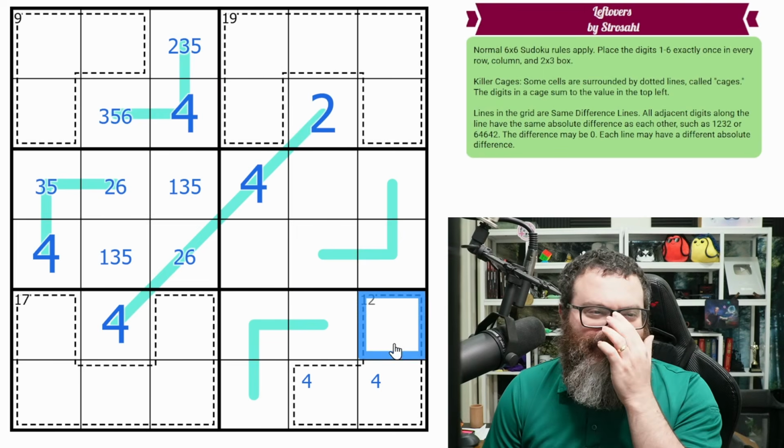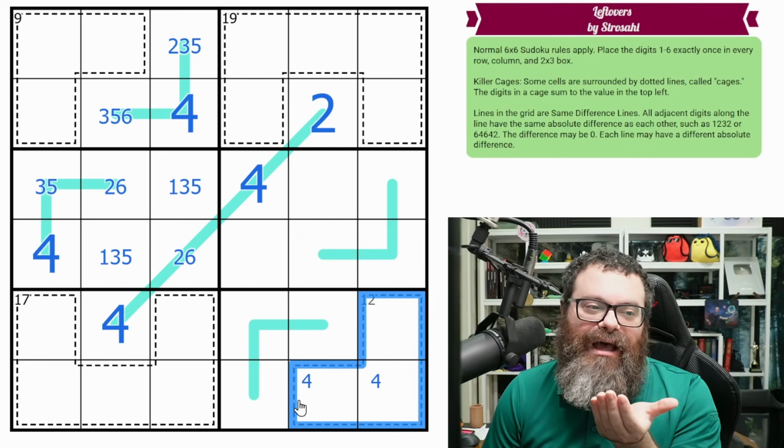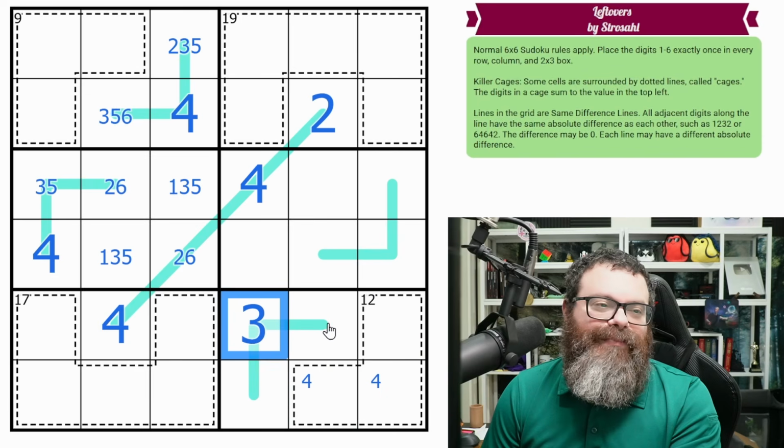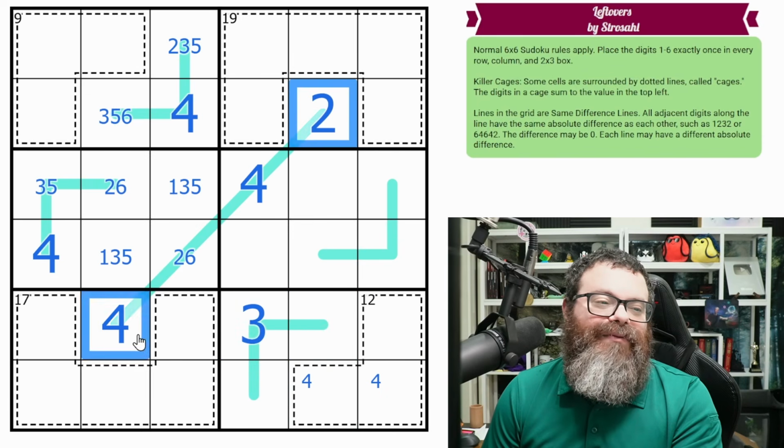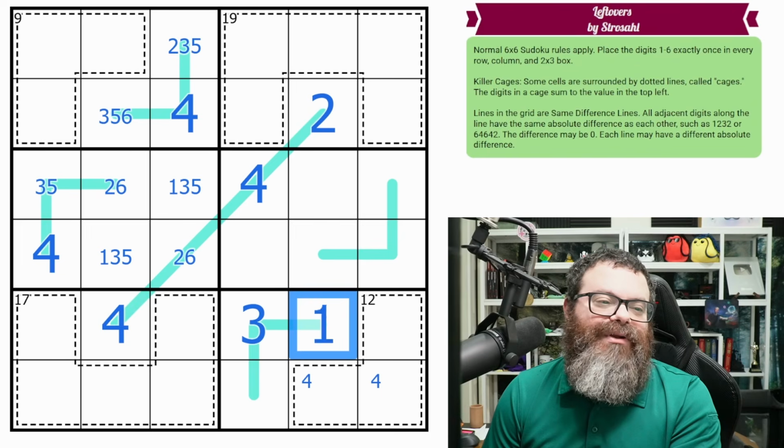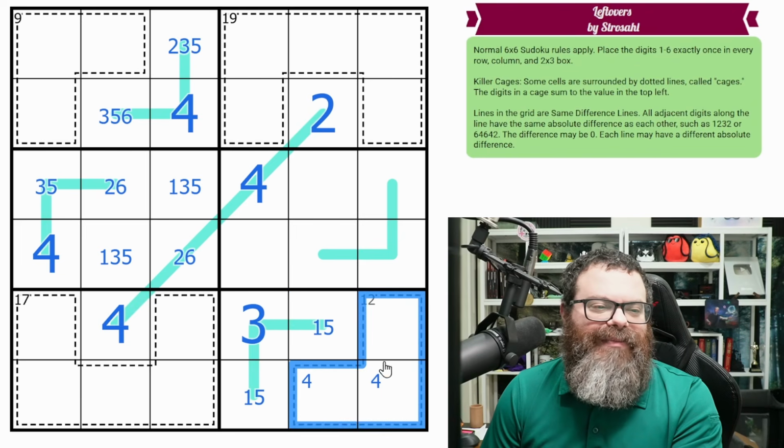Down here, it's the same. 21 minus 12 is 9. So this middle digit is a 3. And we're either going, oh, this digit can't be 2 or 4. So we're not doing a difference of 1. So we're doing a 1, 5 pair here. And that makes this, the 4 is down here. This is a 2, 4, 6.